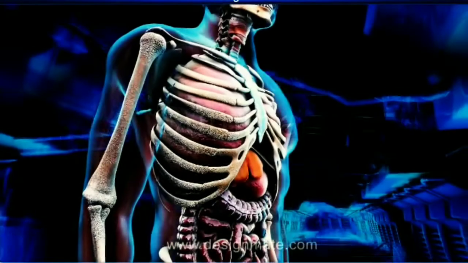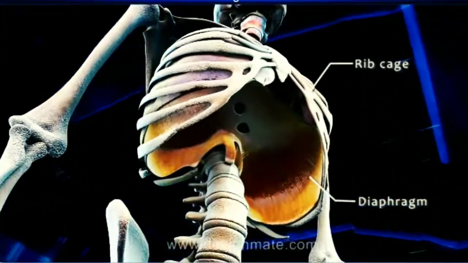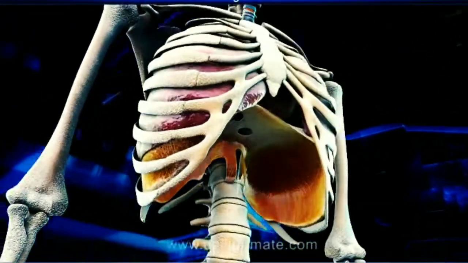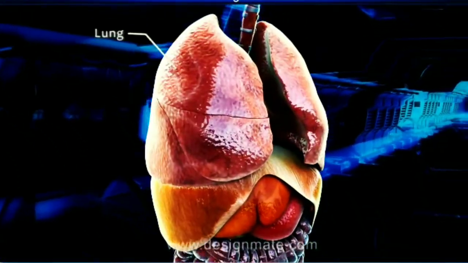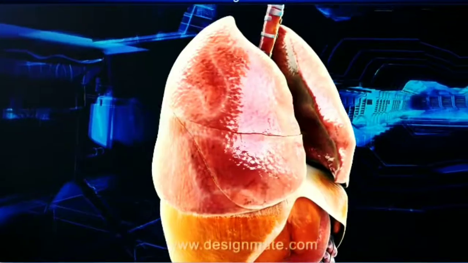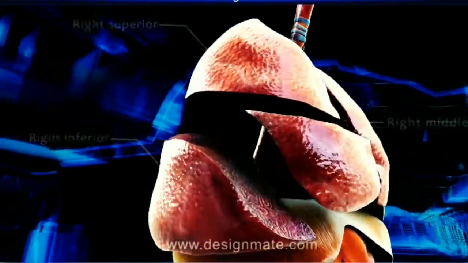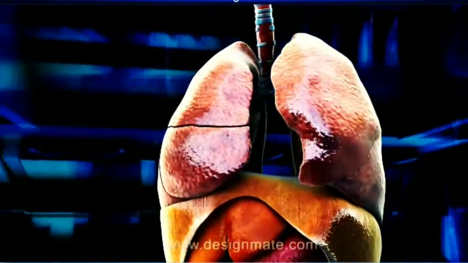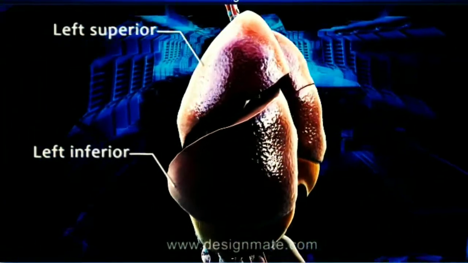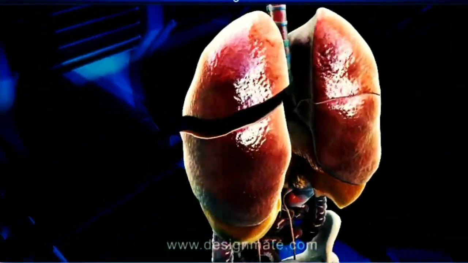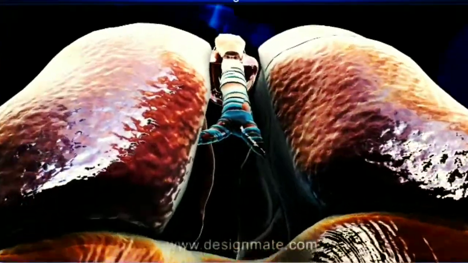Summary. In the thorax region, the ribcage and the diaphragm are observed, which play a vital role in respiration. Present within the ribcage are the pleural membranes, which enclose the lungs. The right lung consists of 3 lobes, while the left lung has only 2 lobes. Both the lungs are associated externally with bronchi, which unite and extend into the trachea.